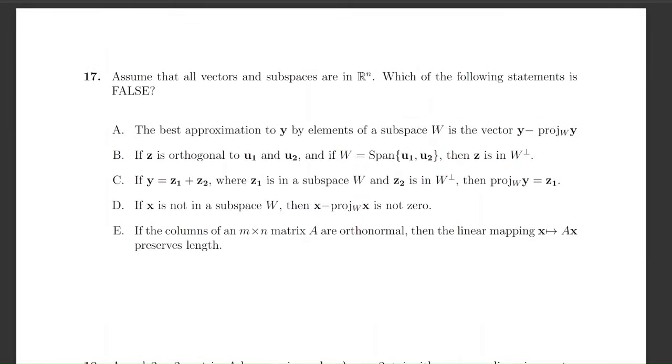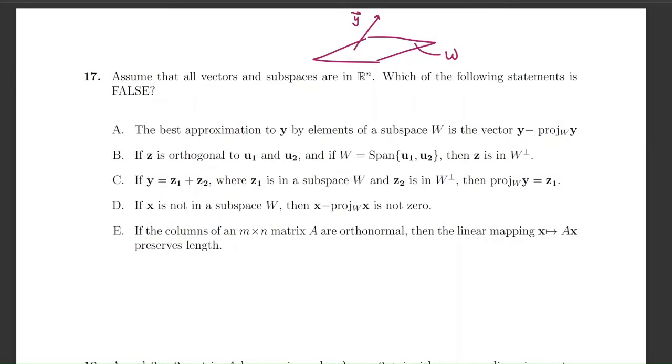Okay, 17, assume all vectors and subspaces are in Rn, which of the following statements is false. A, the best approximation to y by elements of a subspace W is the vector y minus projection of y onto W. We probably want to draw pictures here because that will help us the most. So this plane, I'll just call it the subspace W. So let's say that y is something like this. It's kind of sticking out here.